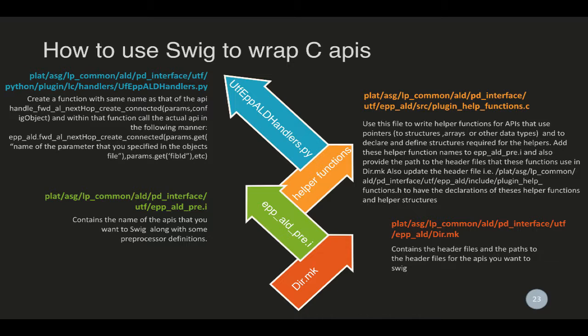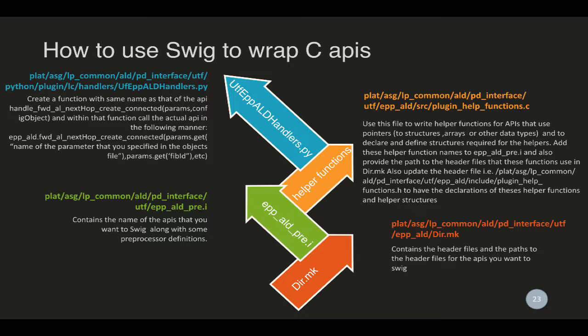There is an epp_ald module, which has all the swigged C APIs. So in order to actually execute the C API, you'll have to call epp_ald dot forward AL next stop create connected, and then you'll have to pass all the parameters that are required for this API. When I say params here, I'm referring to the actual parameters that the API requires.